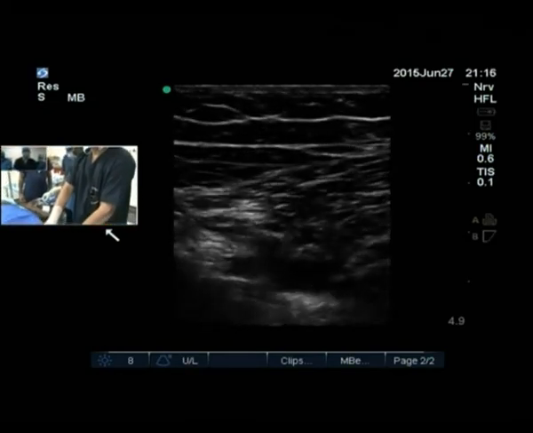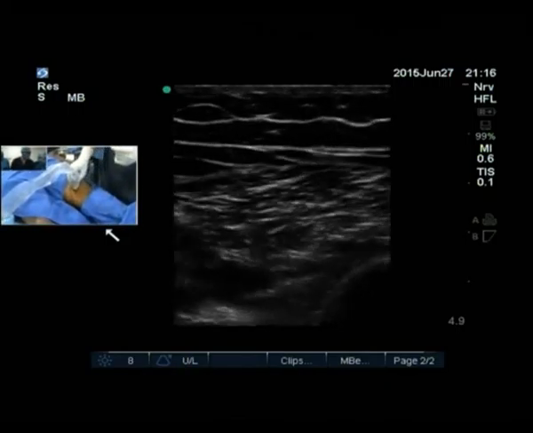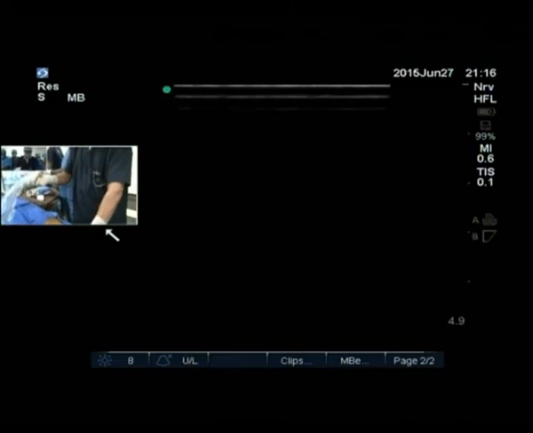I'll proceed to do the popliteal sciatic, but we will not go live with that. Thank you very much, Dr. Gopal, for demonstrating this. Thank you, Bal.